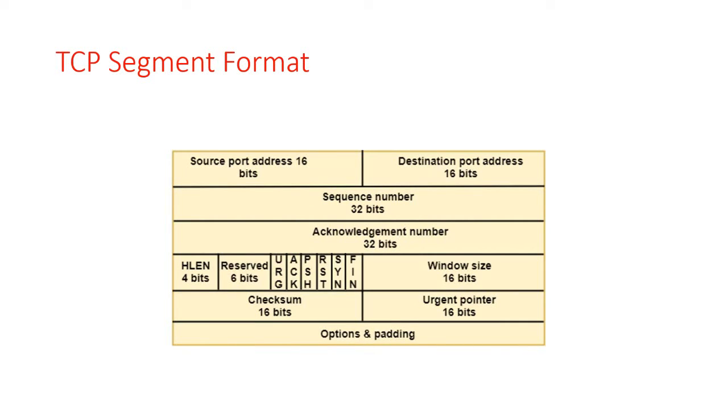And the last one is the FIN. So the FIN field is used to inform the receiver, the TCP module, that the sender has finished sending data. And it is also used in the connection termination, like termination request, termination confirmation, and acknowledgement of termination confirmation. So this FIN is opposite to the SYN.